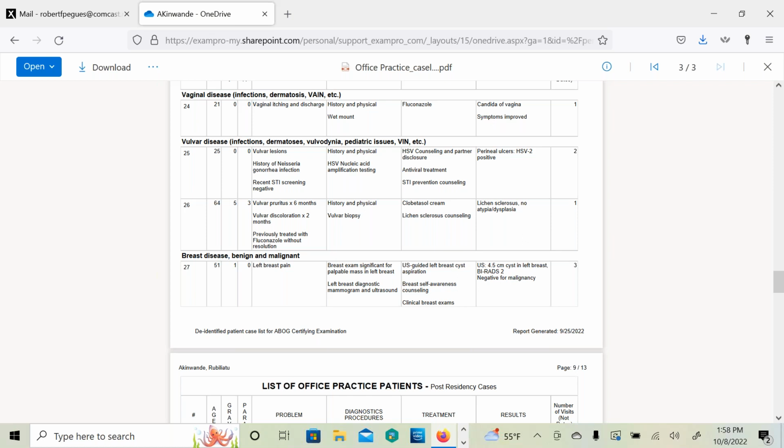I don't know if I would do this in the office. I mean, a wide local excision. Wide local excision, which you do in the operating room. Yes, exactly. The examiners want you to bring up wide local excision of the vulva, which might incorporate more than one lesion if you had focal lesions.